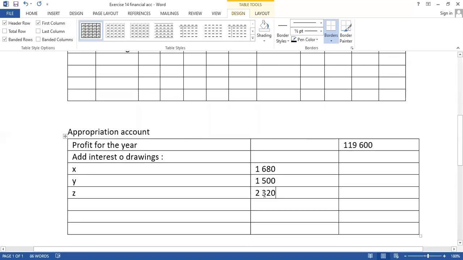Now the total interest on drawings is how much? Now you add them together. First, you need to record them separately because you will get marks for this. And then you record the final amount next to interest on drawings. It's 5,500.